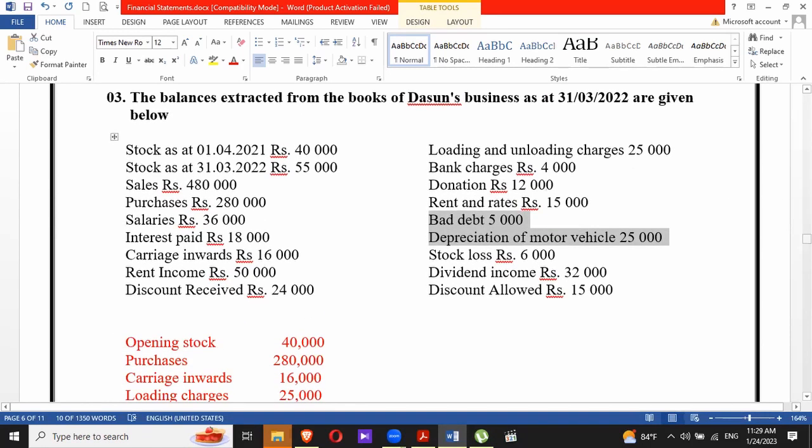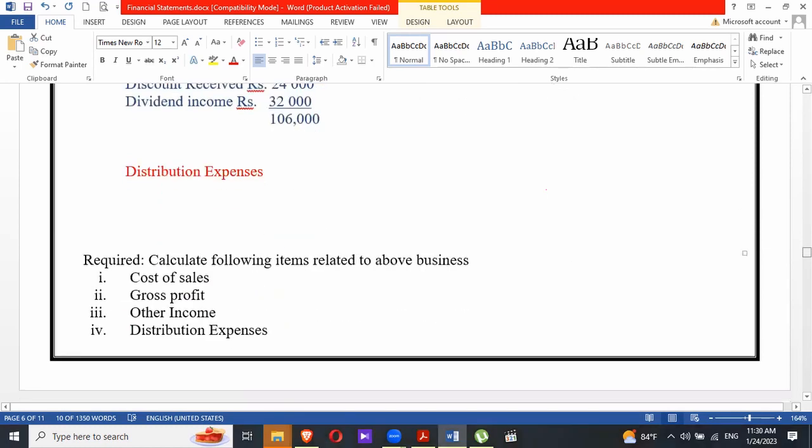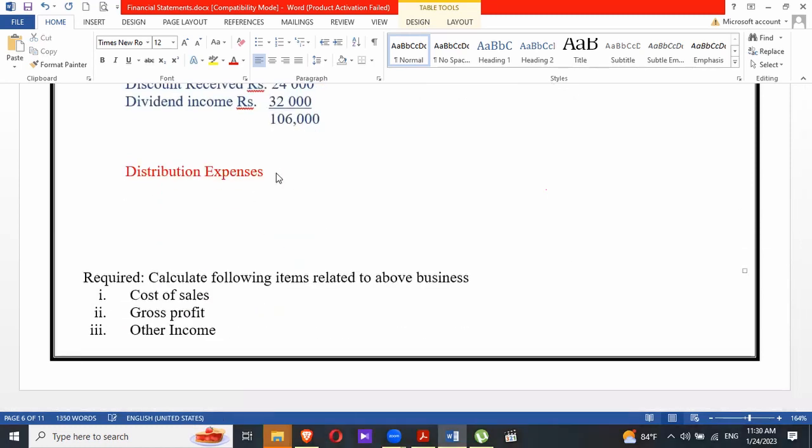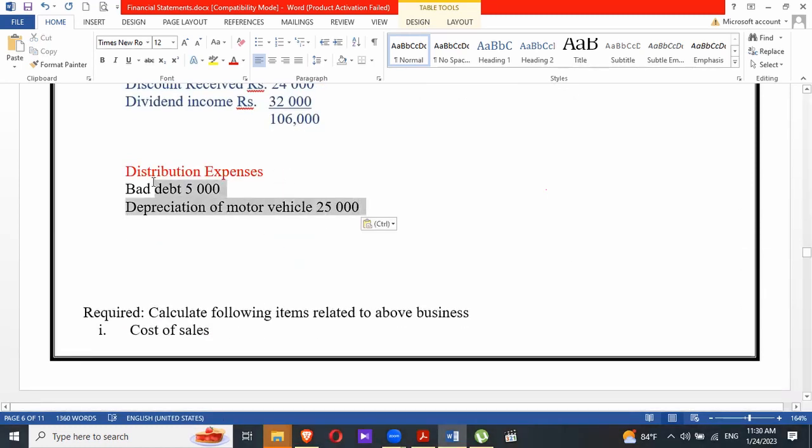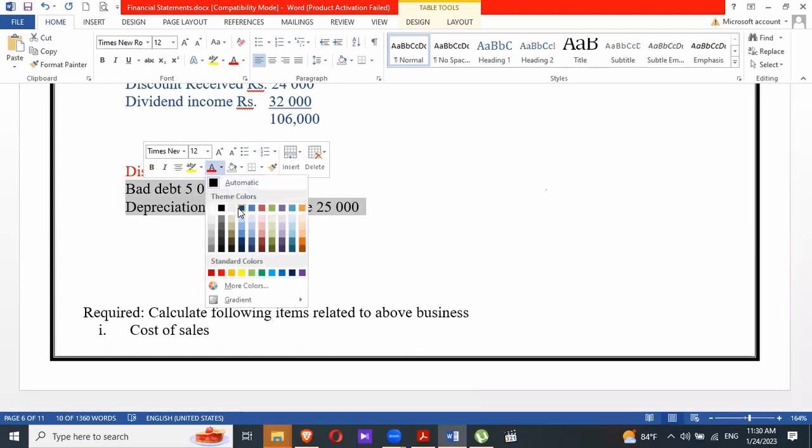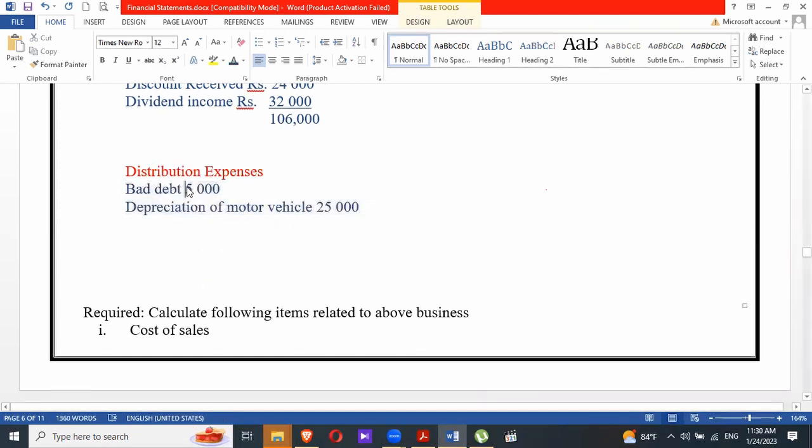Yes. Sales, purchase, salaries, interest paid, no. Carriage inwards, rent income, no. Loading, bank charges, donation, rent and rates, bad debt, depreciation of motor vehicle, only 2 distribution expenses given here. Only 2 distribution expenses. Here you can mention like this, and take the total. Bad debt 5,000, depreciation of motor vehicle 25,000. Altogether, distribution expenses 29,000.